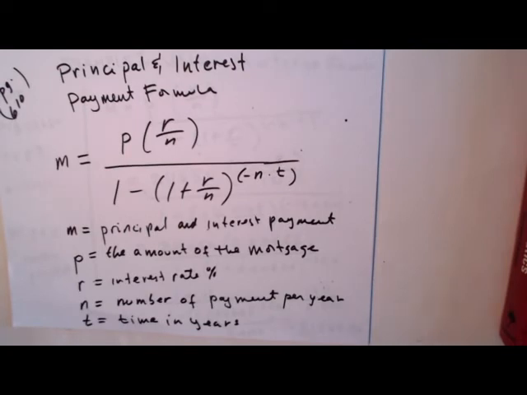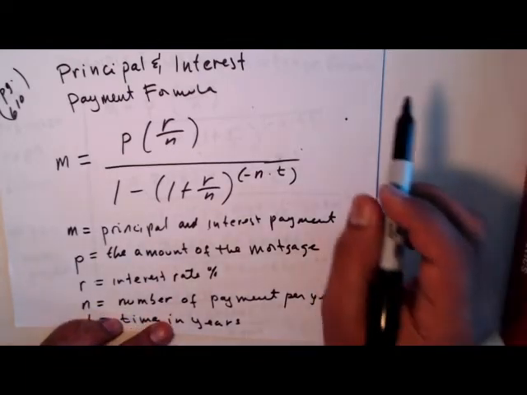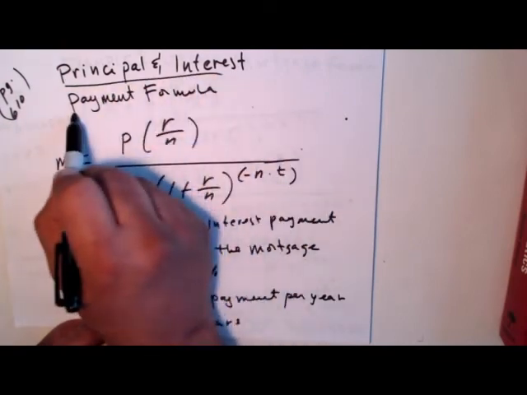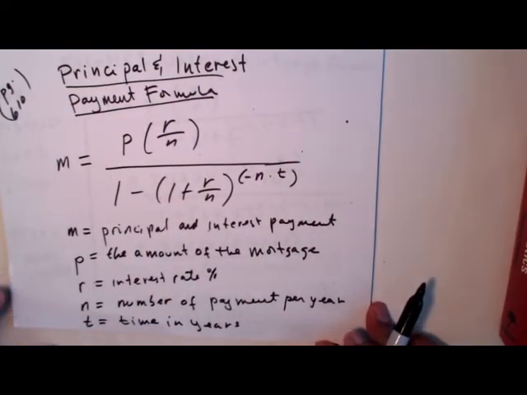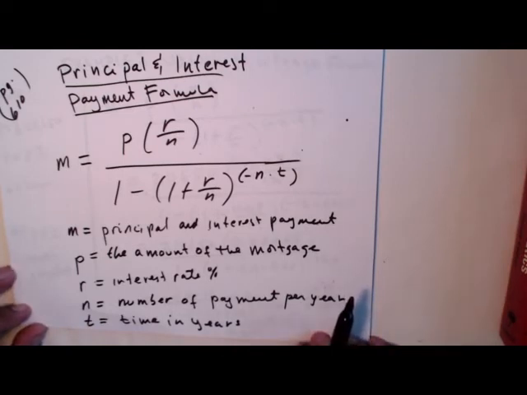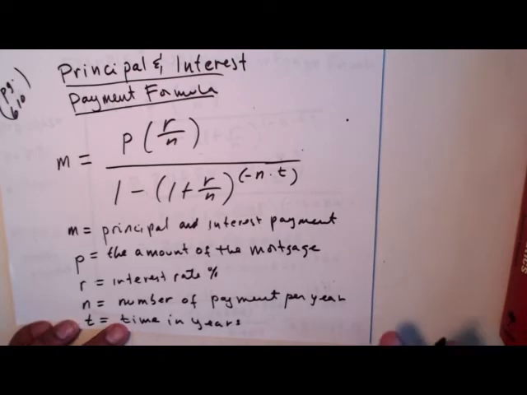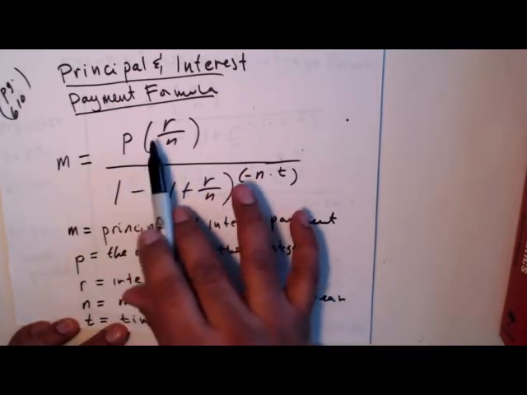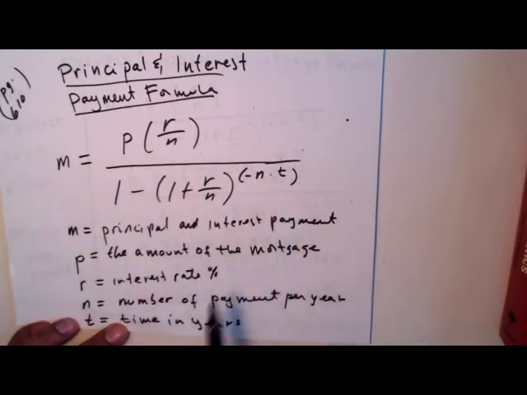Now, if you don't want to use the table, there is a way to do it using a formula. The principal and interest payment, right? And this results in what you pay monthly. Now, you have worked with formulas before. Be careful to understand what each parameter means, right?